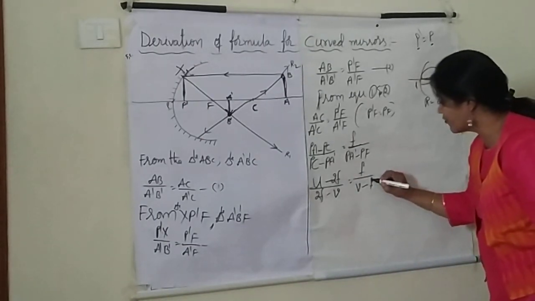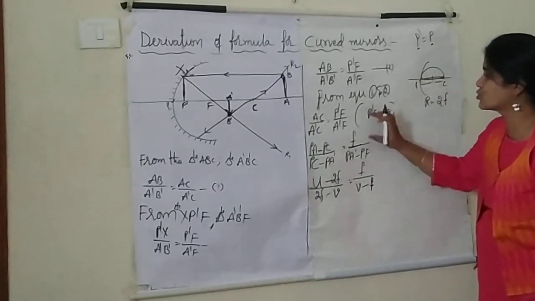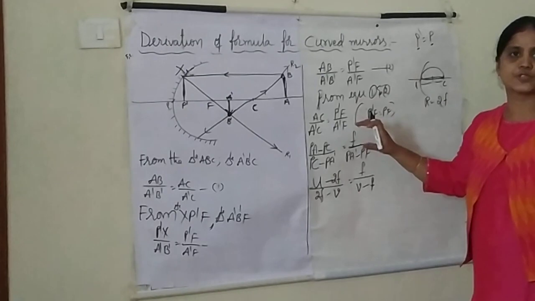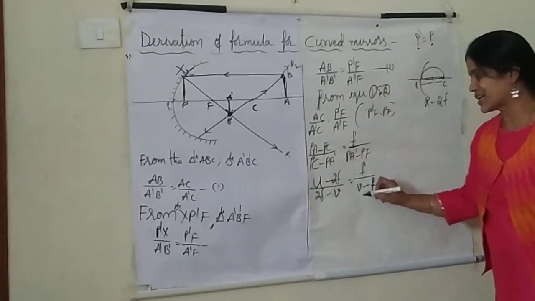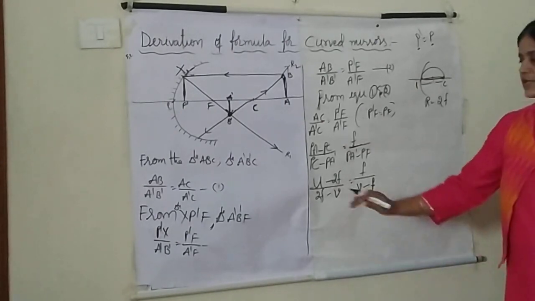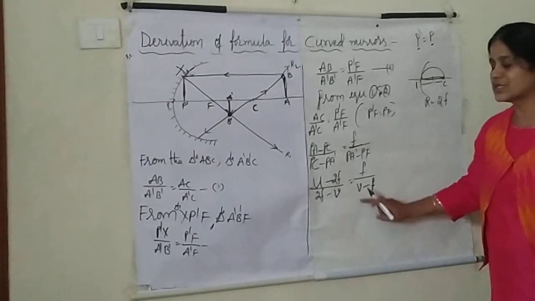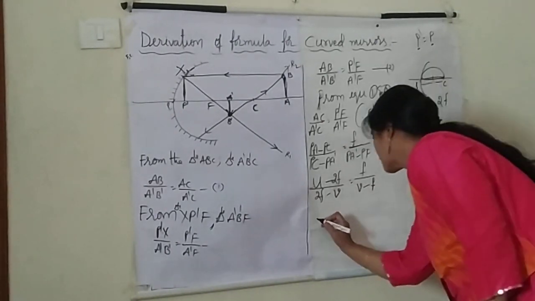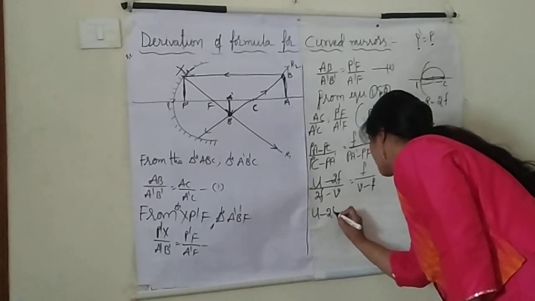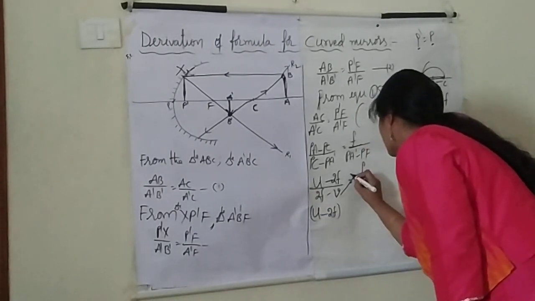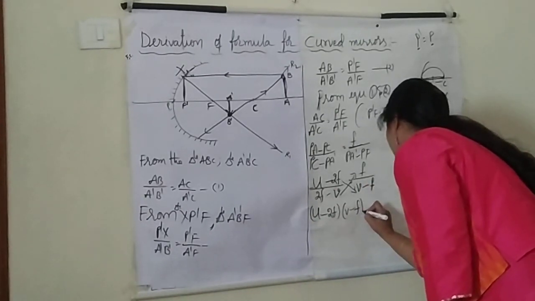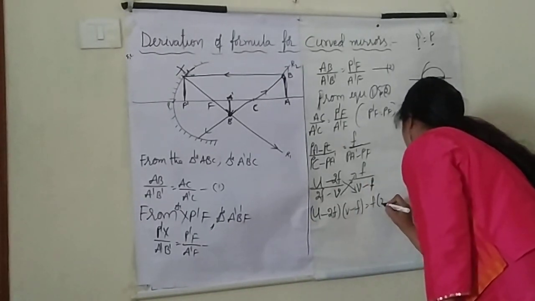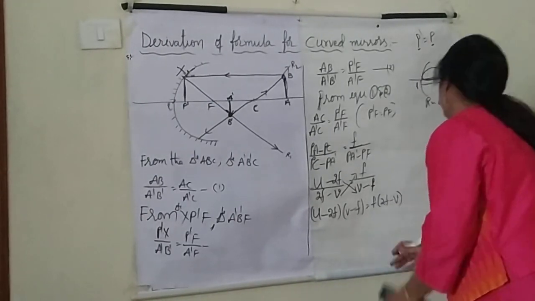So write all the values. Here in these two steps there is a little confusion. Don't get confused, I will explain clearly. Now do the cross multiplication. To derive the formula, you have to do the cross multiplication. So U minus 2F, like this, do cross multiplication, into V minus F is equal to F into 2F minus V.